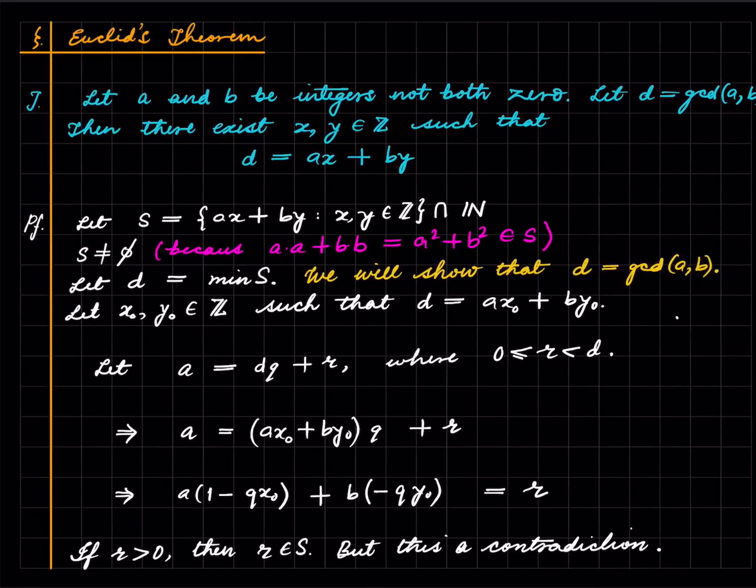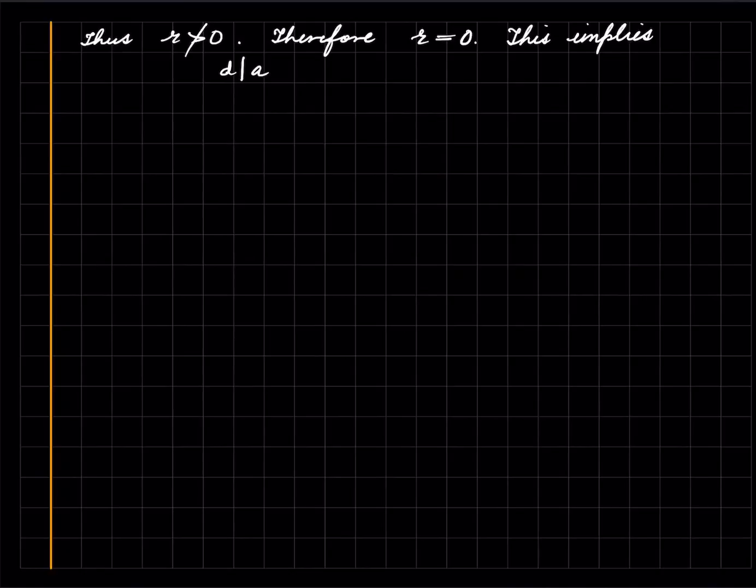Thus, r is not greater than 0, and the only possibility for r then is that r is actually 0, and this implies that d divides a. Why is that? If you look at this equation, r is 0, so a is equal to dq, and hence d divides a. Basically, the remainder is 0. When you do this process, you find the remainder is 0 and hence d divides a. Similarly, d divides b.